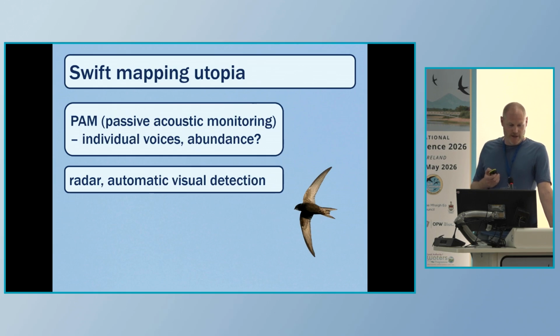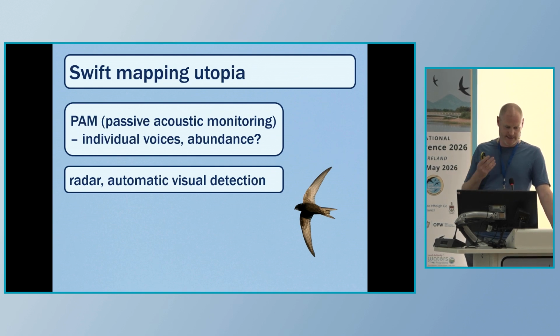Other methods would be radar. Radar has long been used for bird migration, so maybe you can set up a radar in a city as well, at a building, to measure the abundance of Swifts in a certain area. Also, automatic visual detection is used especially for windmills to detect raptors. Maybe in the future it's also possible to detect Swifts, or how many Swifts are in the city.